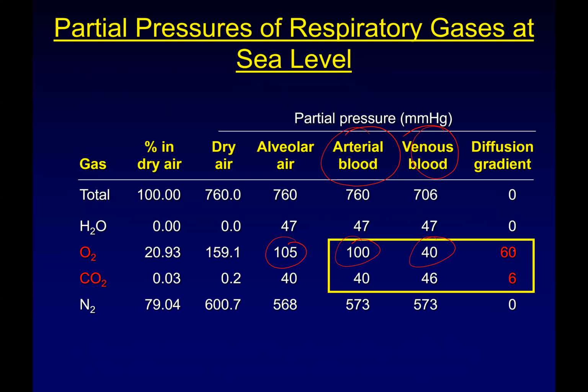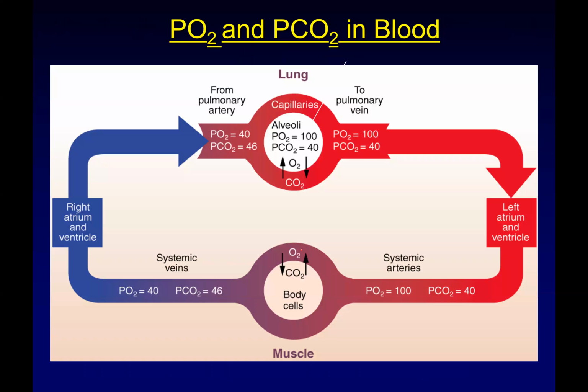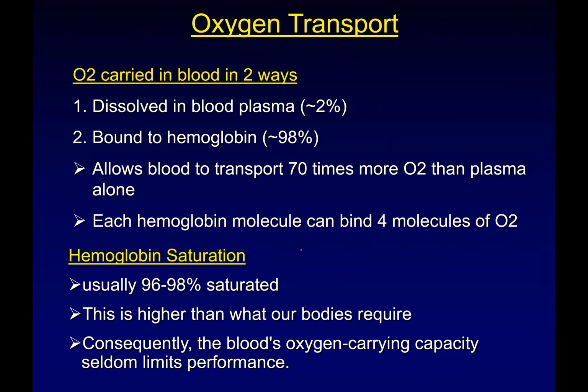Now, conversely, CO2, our diffusion gradient, is much smaller. It's only about 6 millimeters of mercury. So venous blood has about 46 millimeters of mercury of carbon dioxide in it. And then the alveolar air has only about 40. But because CO2 is so soluble in water, this 6 millimeter gradient is going to be plenty for us to be able to diffuse CO2 out. That shows basically the same thing.